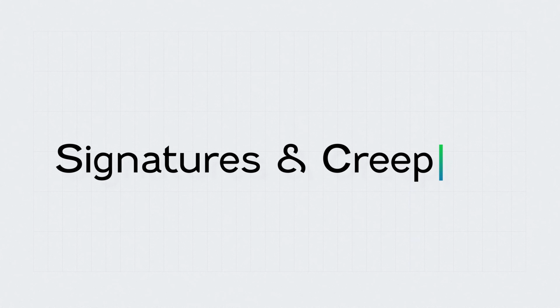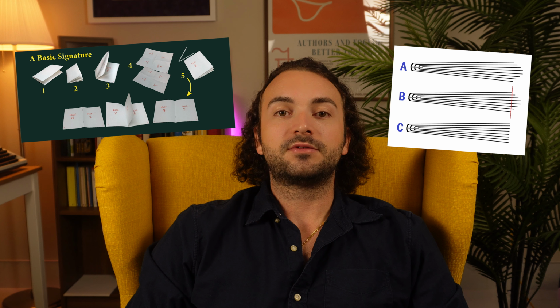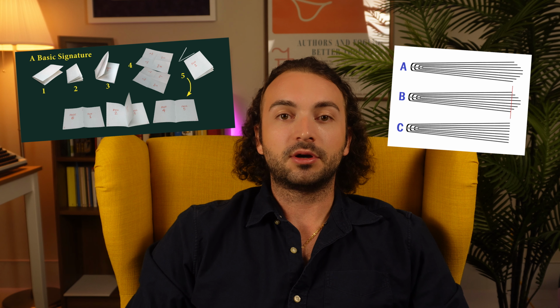Signatures and creep. Printers fold large sheets into sections called signatures, often 16 or 32 pages each. Creep is the tiny outward shift of inner pages when a thick book is trimmed. This matters for longer books because images or page numbers placed too close to the outer edge can walk toward the trim as creep increases.